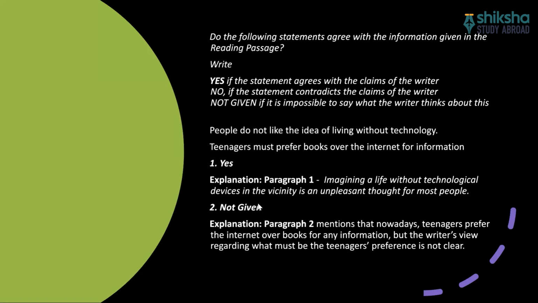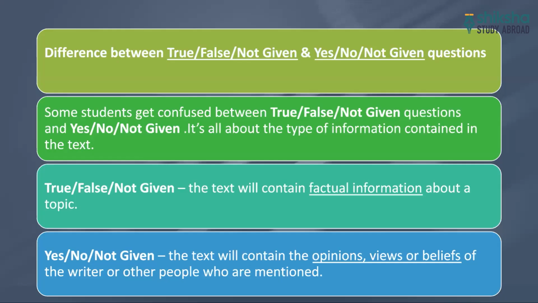Okay, so only after certain practice, you'll be able to understand how to write true, false, and not given in front of the question, and how to write yes, no, and not given. All right, guys, moving on to the difference between these 2 kind of questions. What is it? Let's see. So some students get confused between true, false, and not given questions and yes, no, not given questions. It's all about the type of information contained in the text. So there is only one, exact major difference in both of them.